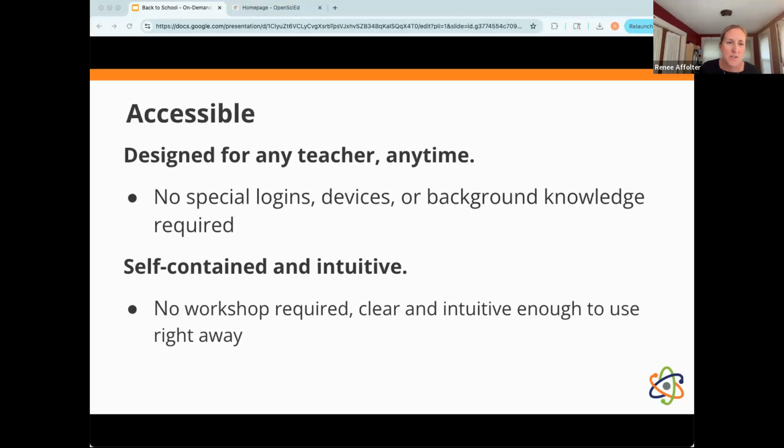We also wanted to make sure that the library was accessible. And we mean that it's built for every teacher. So regardless of your tech setup or your background or your experience with OpenSciEd, there are no logins, no apps, no hoops, just click and get into the resources that you need when you need them. And it's not just about being easy to access, it's also easy to understand and use, right? So the resources are meant to be self-contained and intuitive, which means you don't need to attend a workshop first or have someone walk you through it. They're designed to stand on their own and be immediately usable.